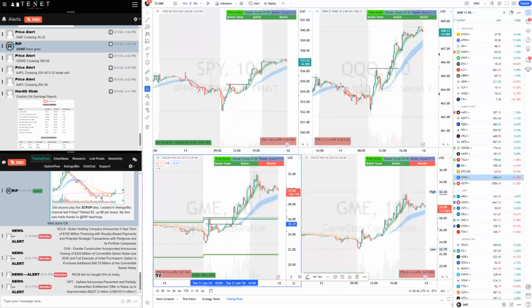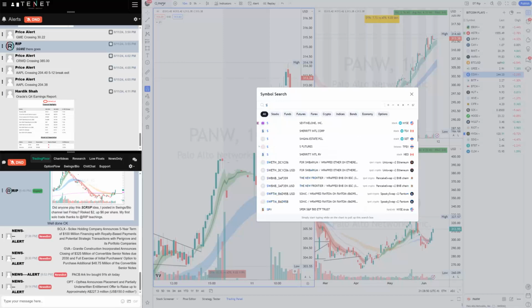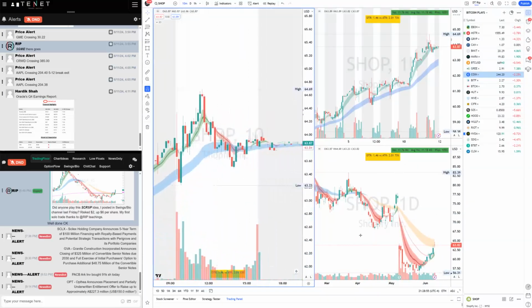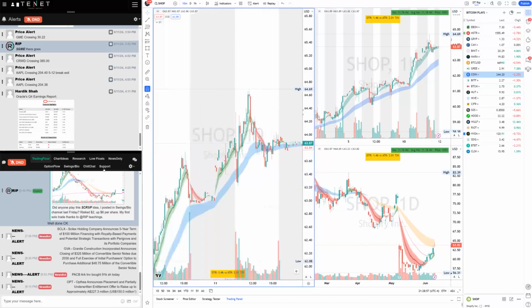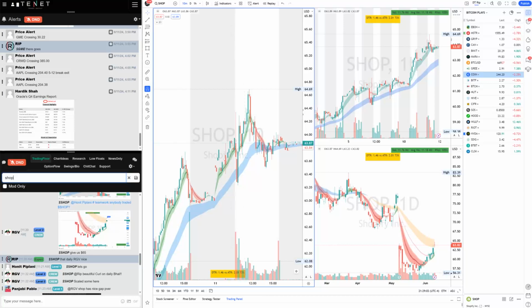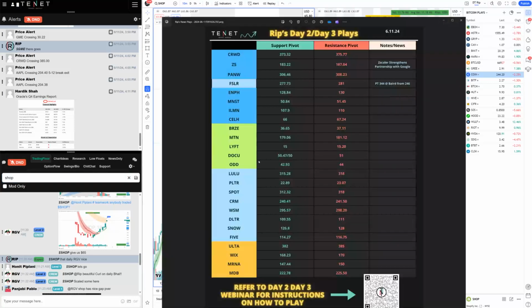Let's look at some of the day 2, day 3 setups, which were nice. A lot of these were on the trading floor by the community. And SHOP was another setup that was pushing over the 20 EMA, and a lot of traders were trading it in the community. SHOP was working nicely later in the day. We had our day 2 levels on SHOP here. What was it? Let me see if I can find those.